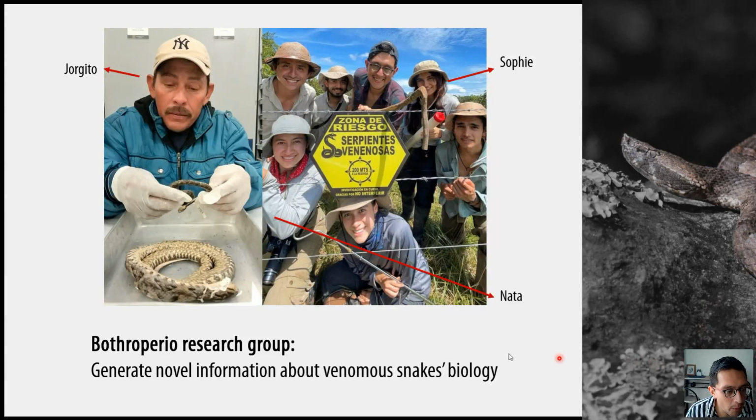I want to talk briefly about three people of the group. First is Jorge. Jorge is a local farmer who has helped us a lot, and we have learned together a lot about venomous snakes. So it's really beautiful to have this relationship with people from the community. And Sophie and Nata are the first graduated persons of this group.